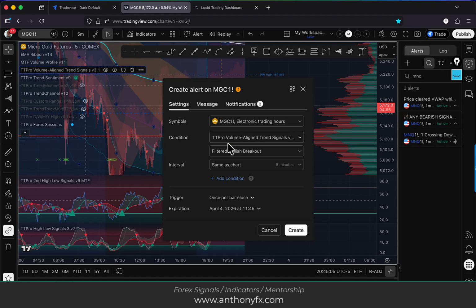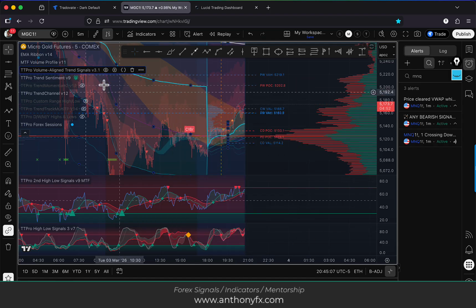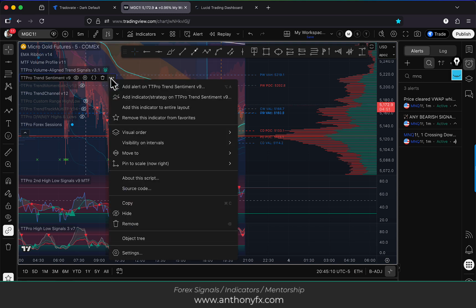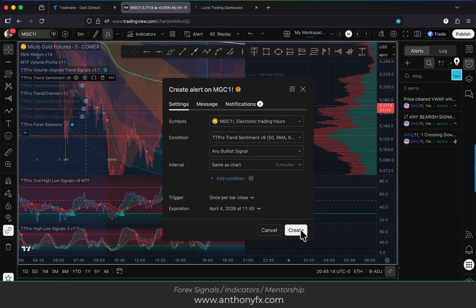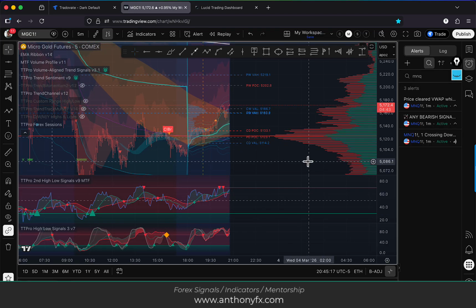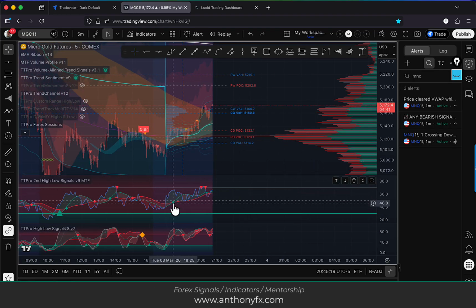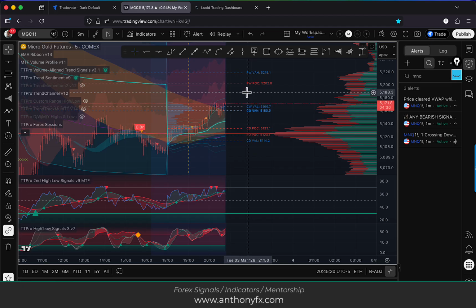So you can add a bullish breakout, and trend sentiment. You want any bullish, because bias is bullish. All right, so watch this now. You see the green back down in here? Well, that was a good one. I bought this today. Now I'm waiting for the pullback and then continuation.